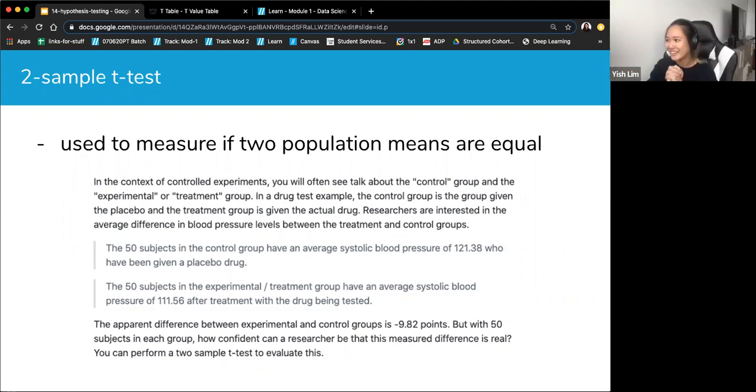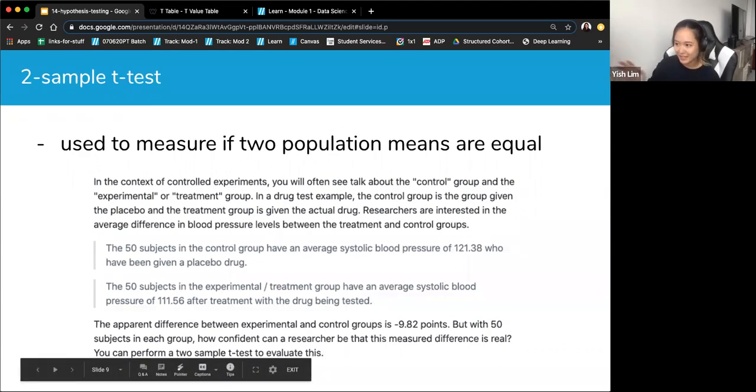Okay. So in this setup, the control group has an average blood pressure of 121.38, and they got a placebo drug. And the experimental group got 111.56 after treatment and after getting the actual drug.